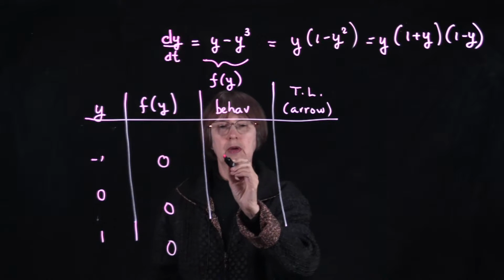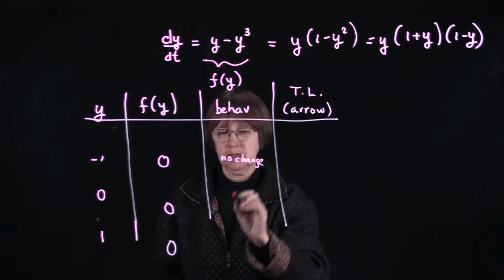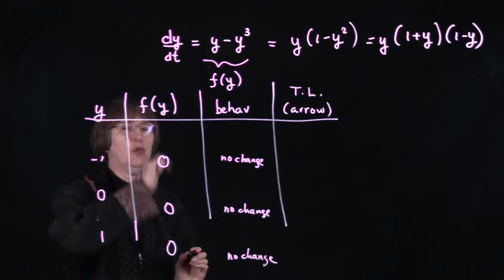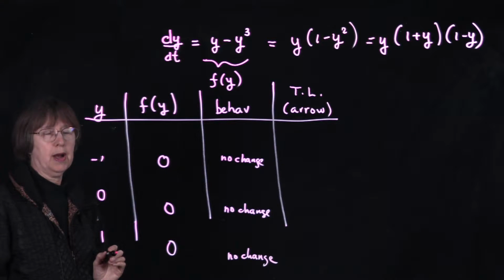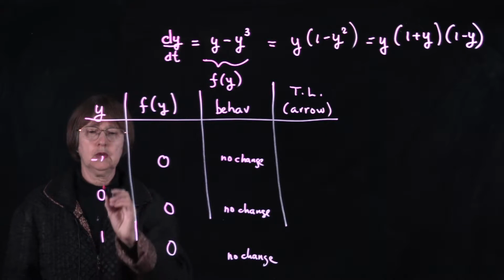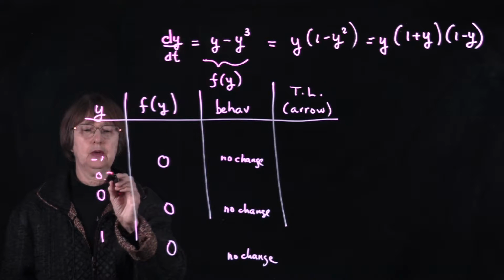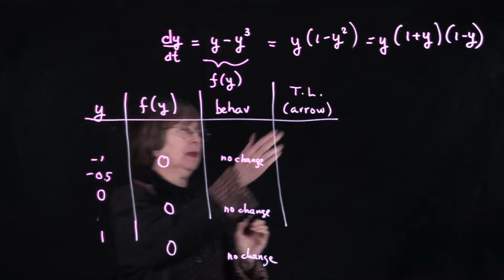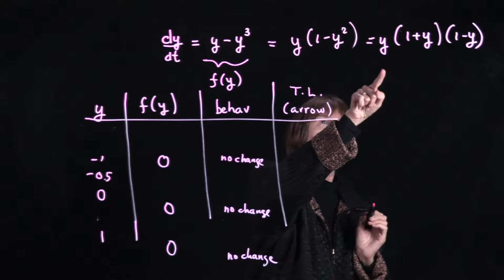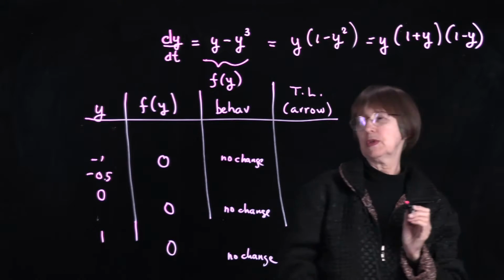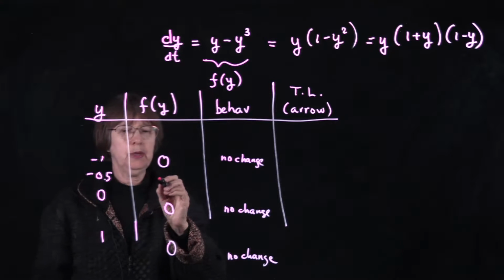The behavior, there's no change, and similarly here, no change, since f of y describes the rate of change of y. Now let's look and see what happens between these values. So for example, suppose we take the value of negative 0.5, plug that into this equation. This will be negative, this will be positive, this will be positive. So altogether, the sign will be negative.